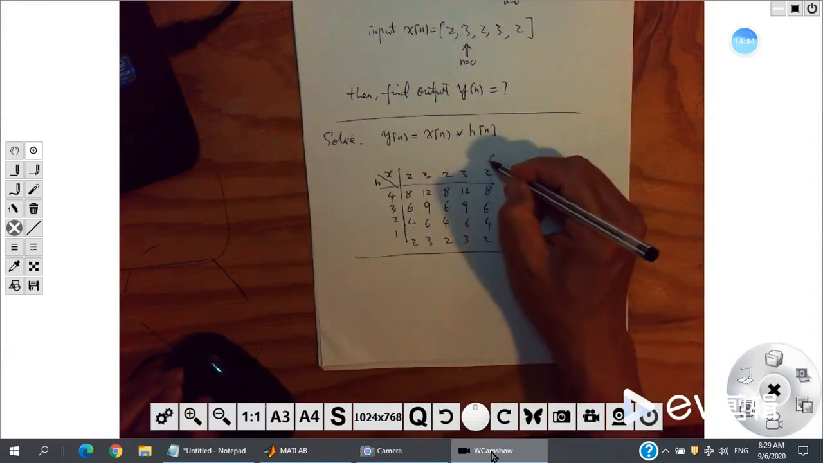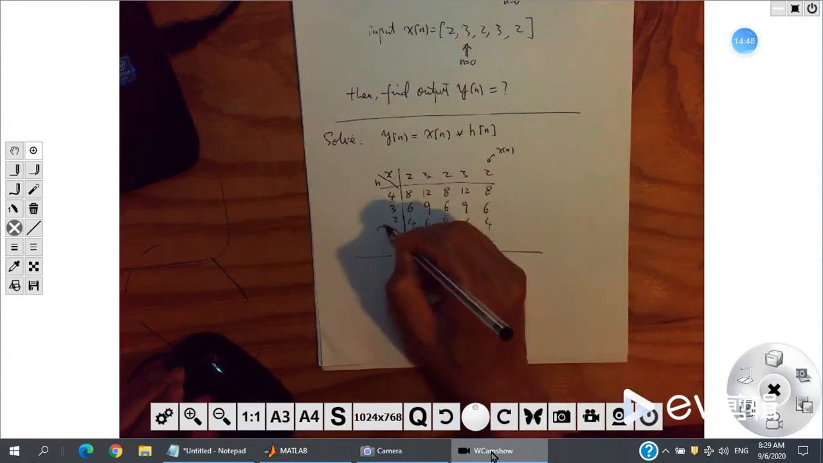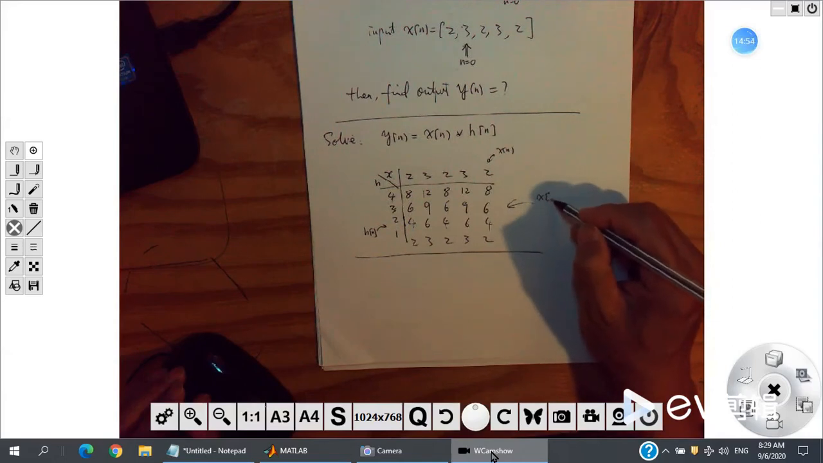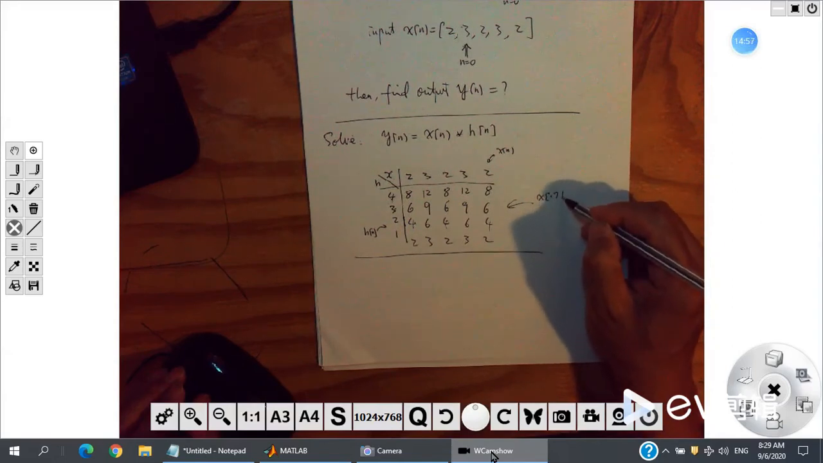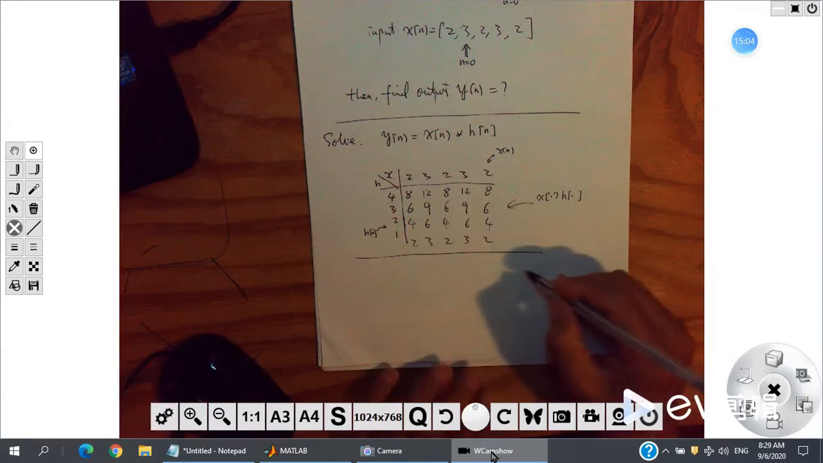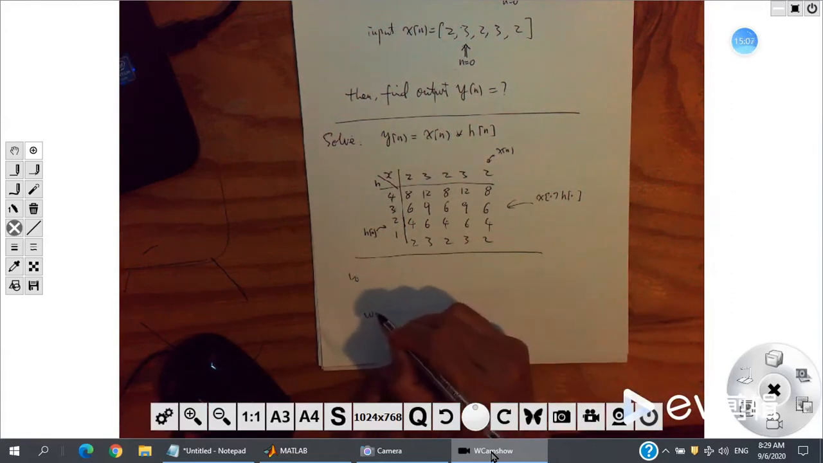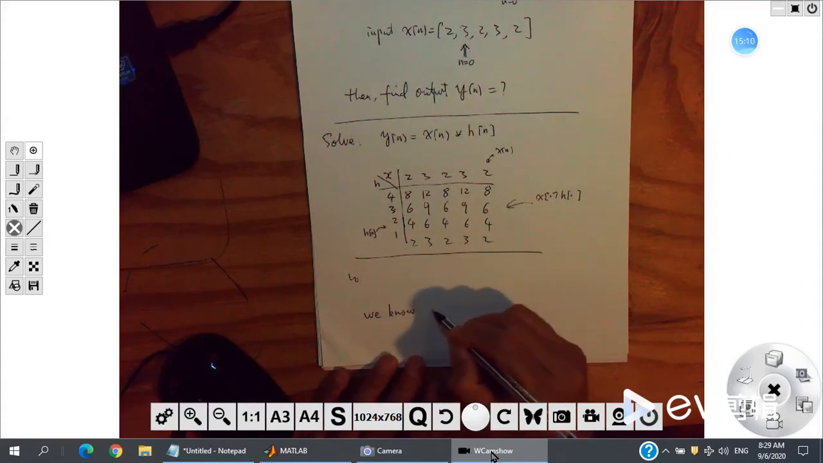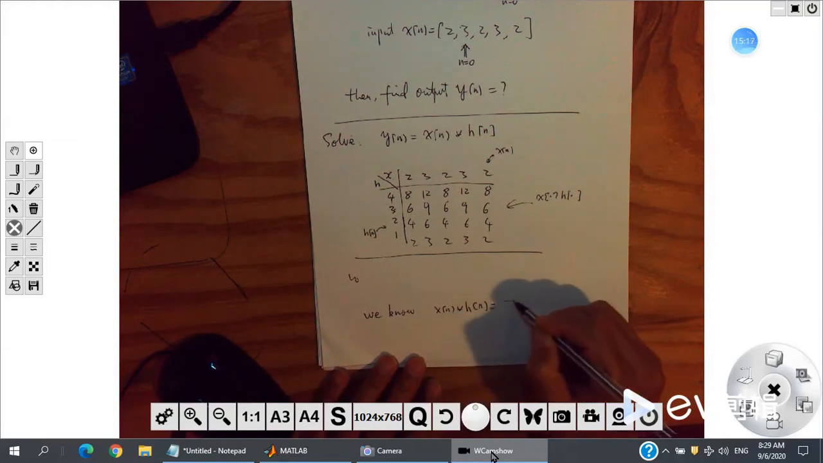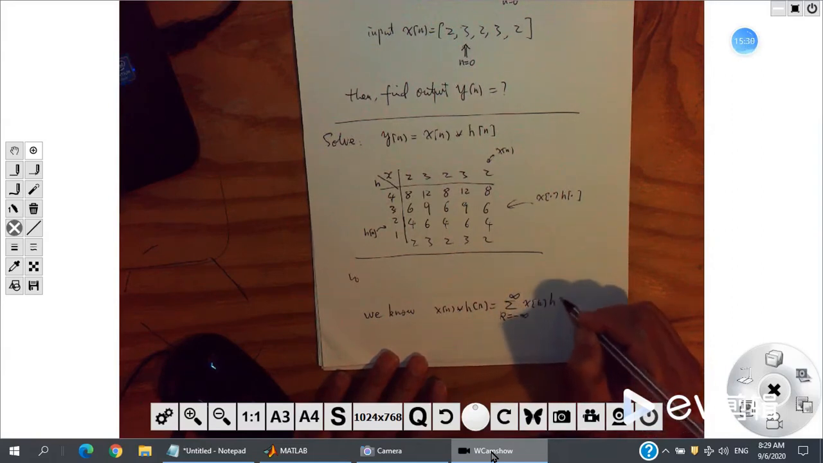Okay. So here they are x of n, and here are h of n. And what are these values? They are x times h. And the convolution of x with h is a summation. This is the definition: summation of k running from negative to positive infinity, meaning all the k's, of x of k times h of n minus k.